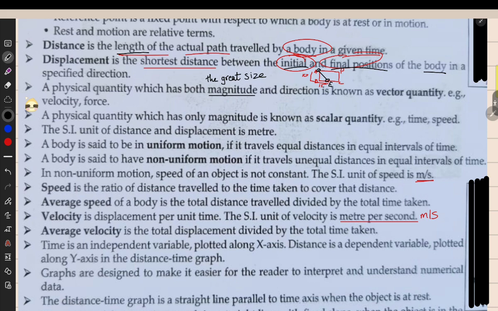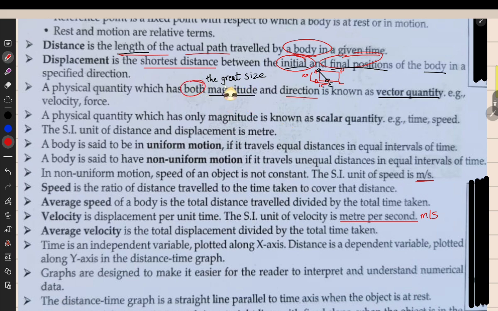What's the next thing? What is meant by vector quantity? We know the famous game called vector. It will go in only one direction, from left to right, and we will jump and we will slide. So like that, it has both magnitude and direction.